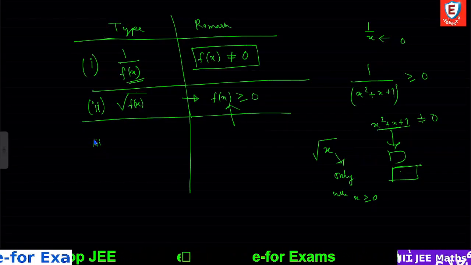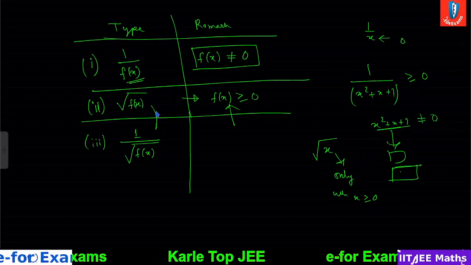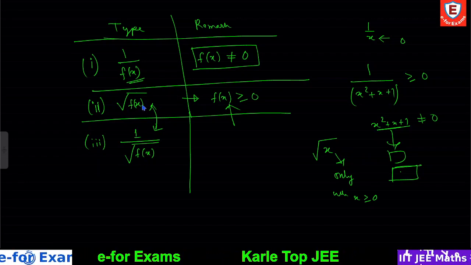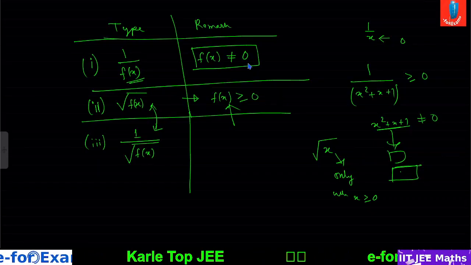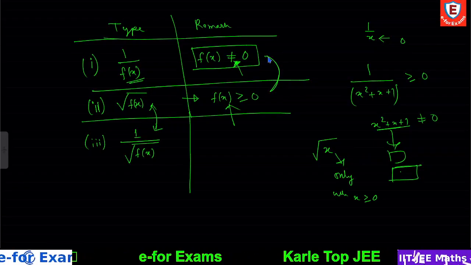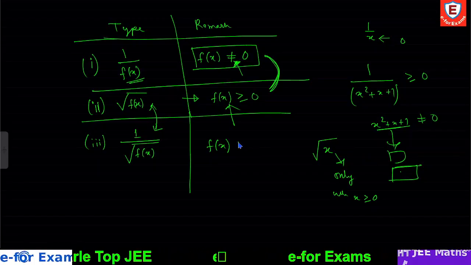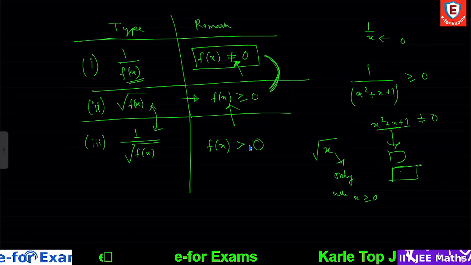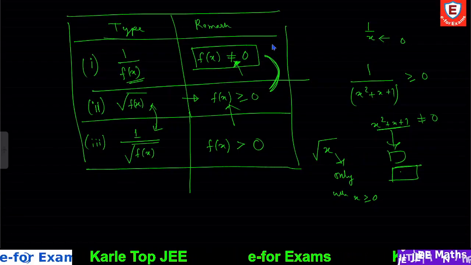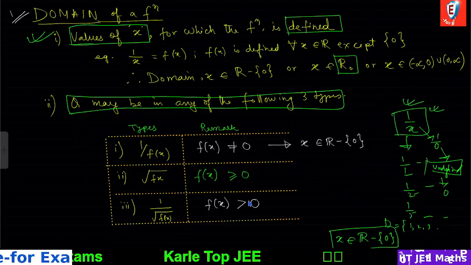And number 3, 1 upon root over f of x. This is similar to this, right? Only difference is here it is root over f of x. Root over the function is in the numerator here, and in the denominator there. In the denominator, we said that the denominator cannot be 0, right? So combine these two. Then f of x cannot be equal to 0 and it should be greater than 0. So it will be strictly greater than 0. Right? These three, remember these three. These three are very important. You can note them down from the previous slide.